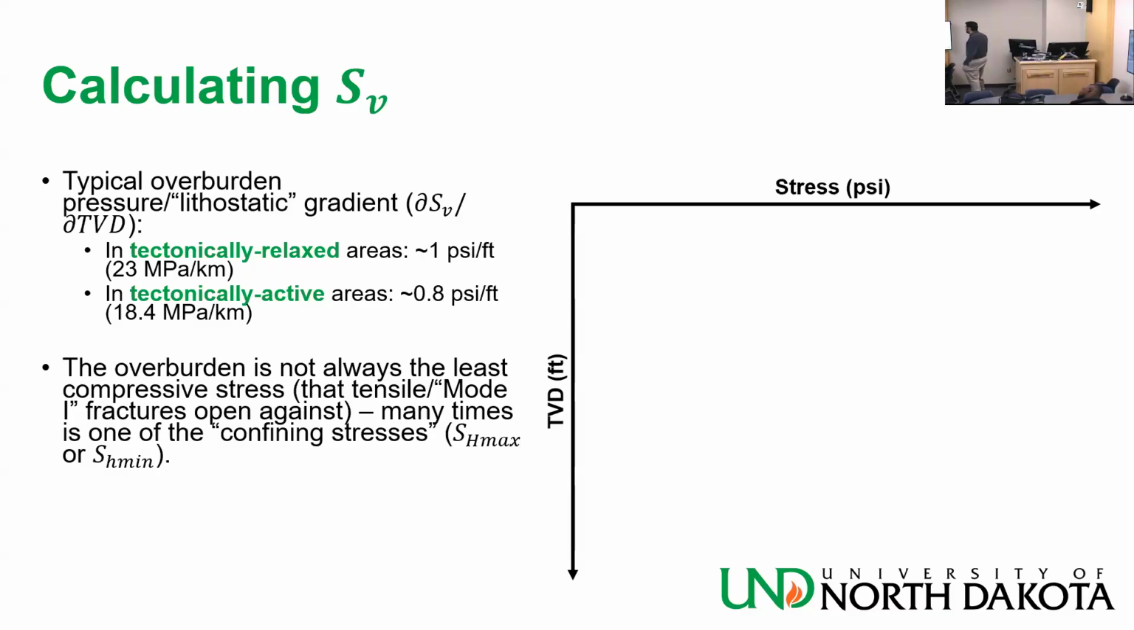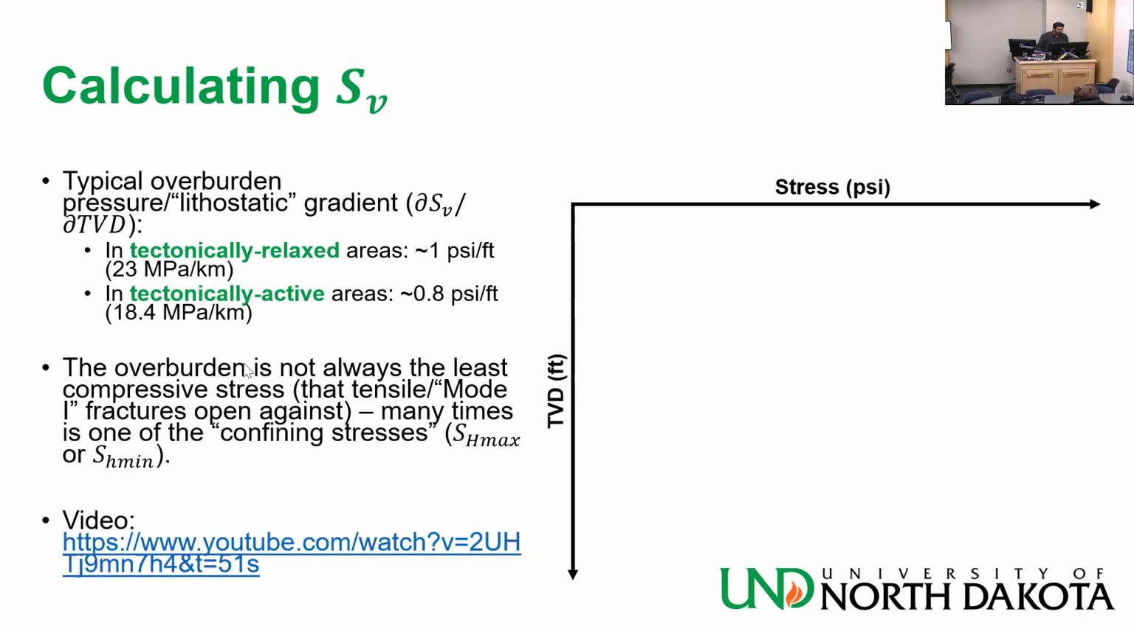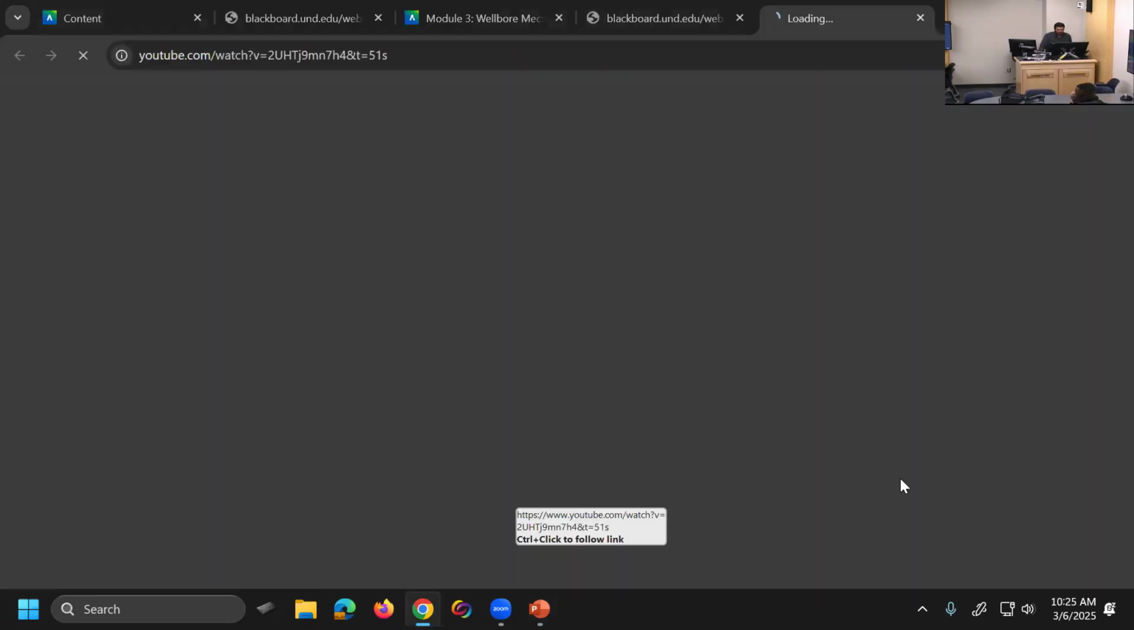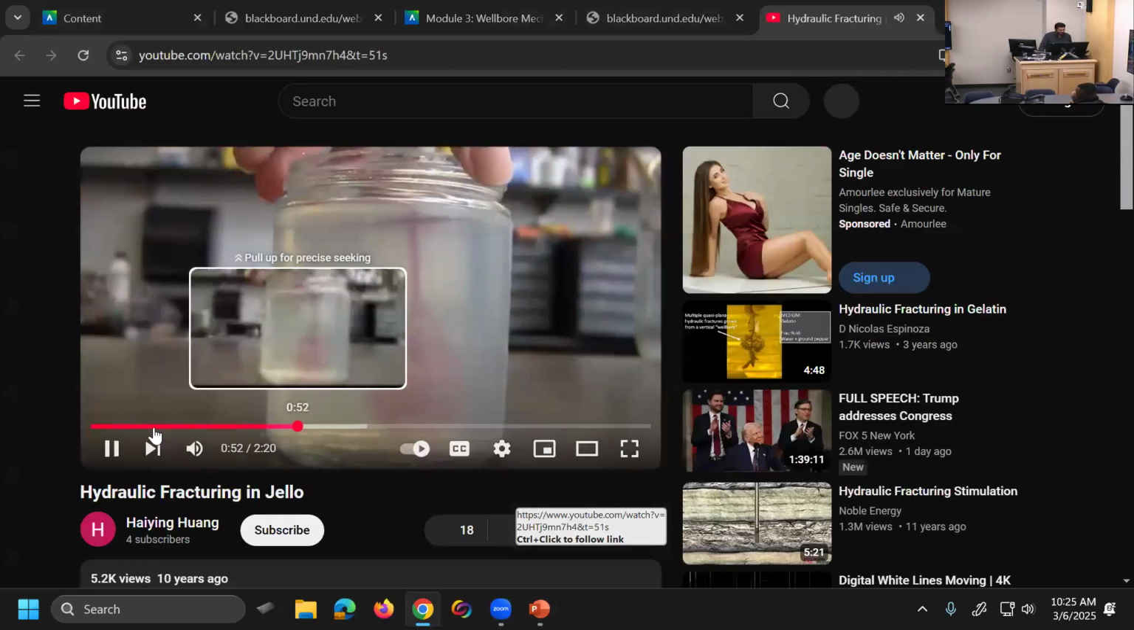Now, many times SV is not the least compressive, just like in normal faulting, just like in strike slip faulting. So you need to see how the fracture will initiate. And this is a very popular YouTube video that shows an experiment in gelatin. You guys have seen it before. Rock has not. No.